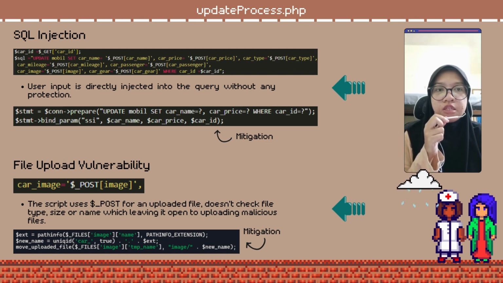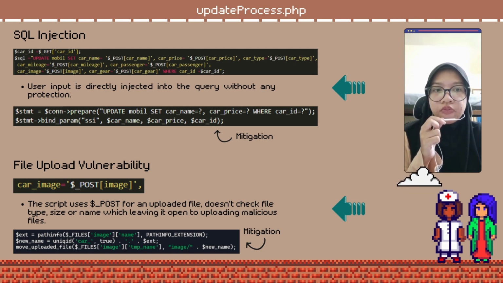The next vulnerability is the file upload vulnerability. This line is incorrect because uploaded files are stored in the $_FILES array and not $_POST. Also, there are no safety checks. It doesn't check if the file is an actual image. A way to mitigate this vulnerability is by using this code, which adds a file type and size check before saving the image.